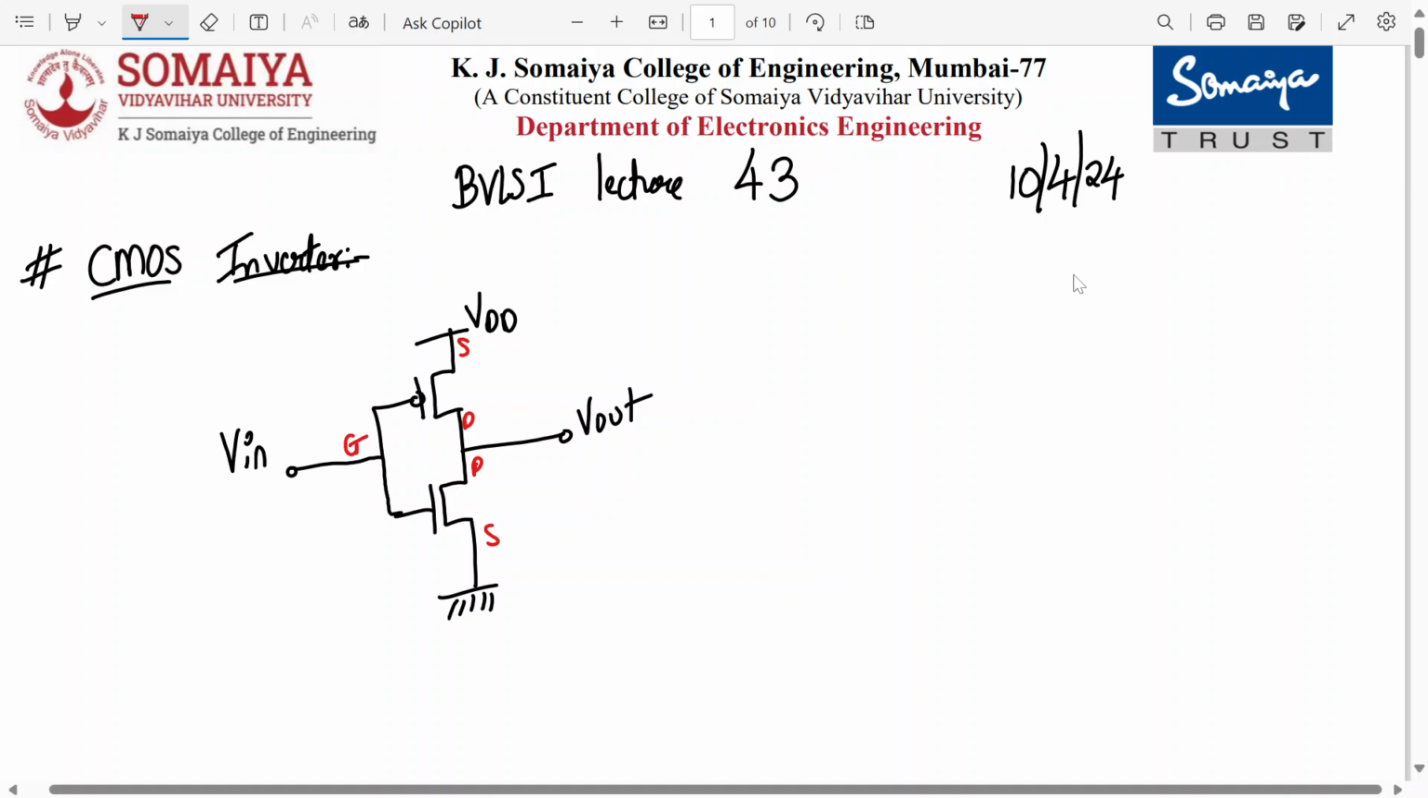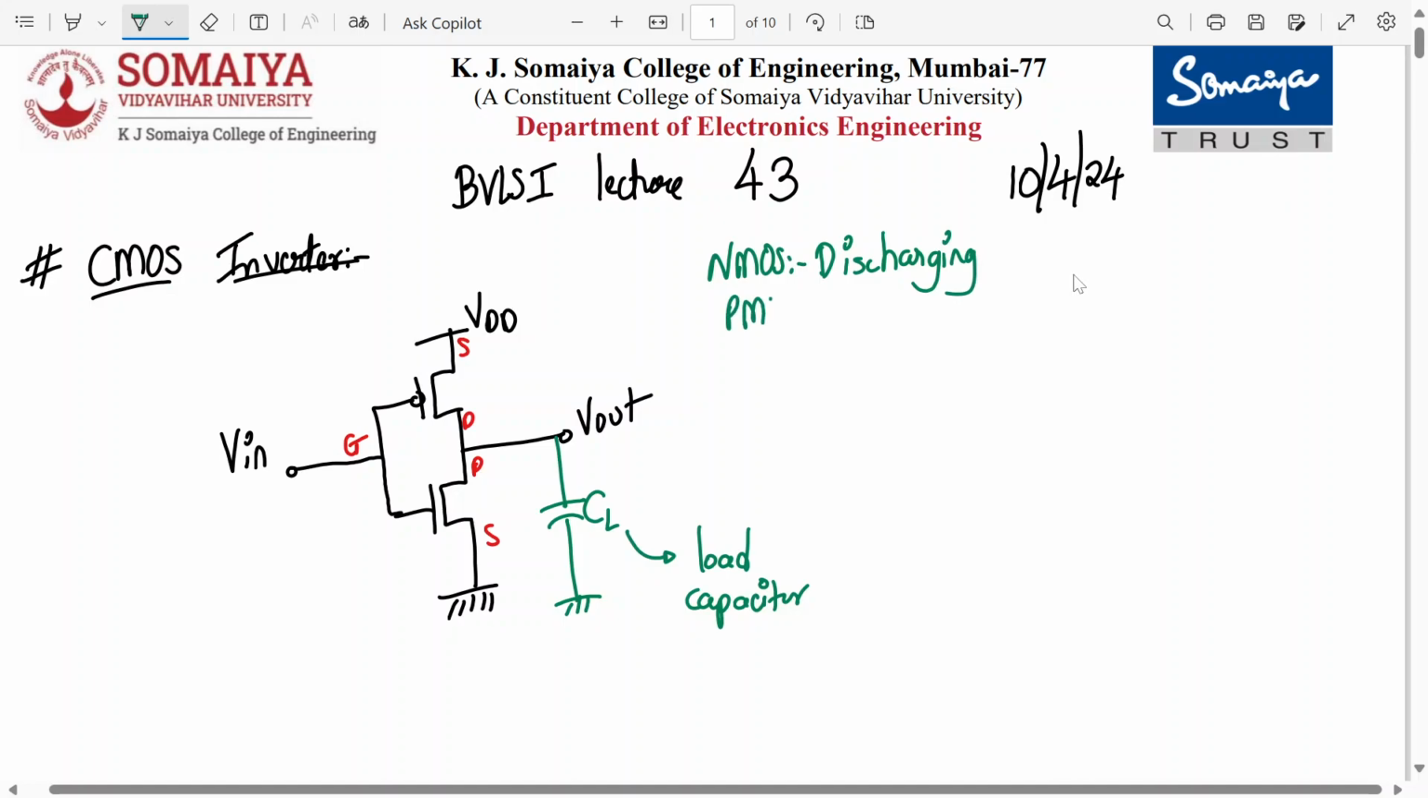Alright. Now normally NMOS is connected down. Normally we connect a capacitive load at the output. Okay. So this is your capacitive load capacitor. Normally NMOS is famous for discharging. It is a good transmitter of logic 0. And PMOS is used for charging. It is a good transmitter of logic 1.